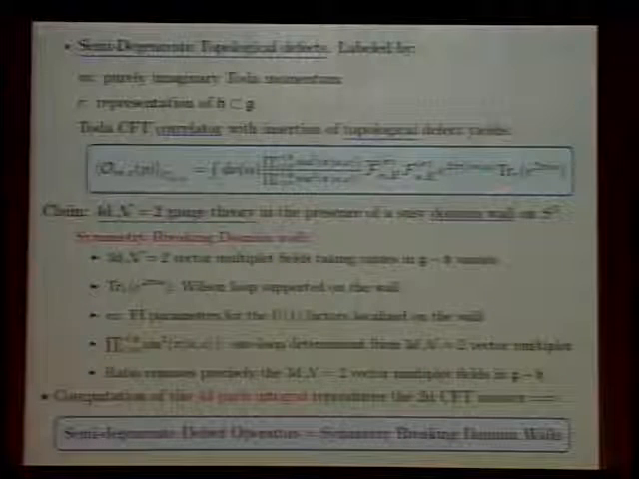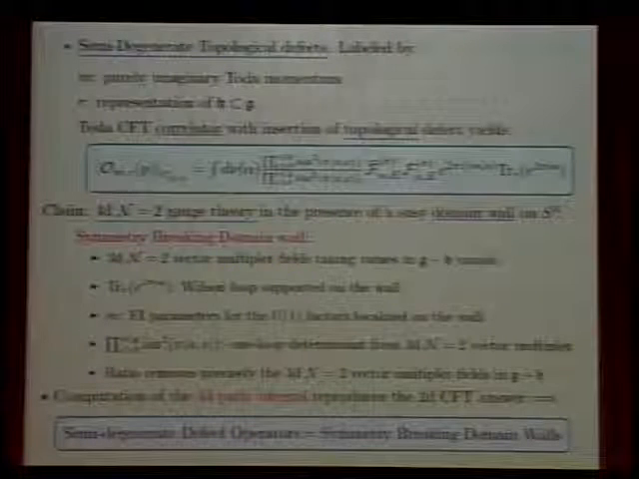And the fact that you get this ratio of G over H is essentially the statement that you're removing the contribution from precisely the fields that you set to 0. Okay? So by analyzing more carefully than I did here the four-dimensional path integral for this domain wall, what you find is you exactly reproduce this expression. So we find that the semi-degenerate defect operators correspond to symmetry-breaking domain walls.